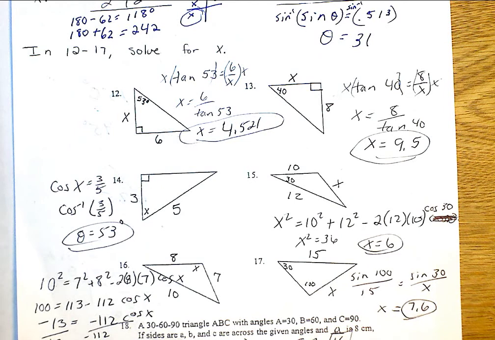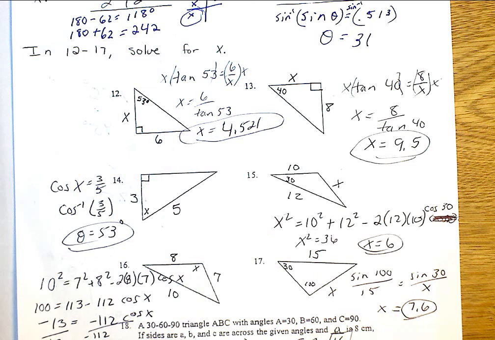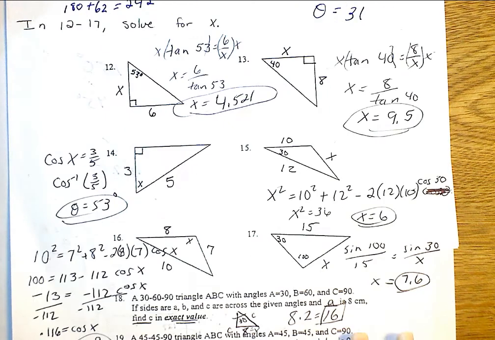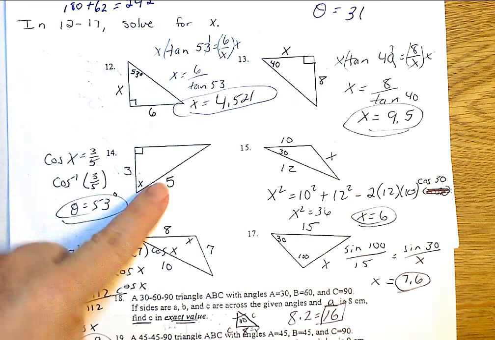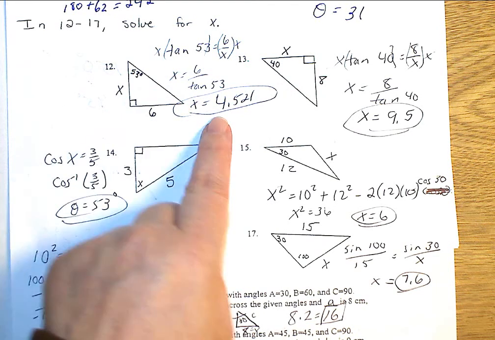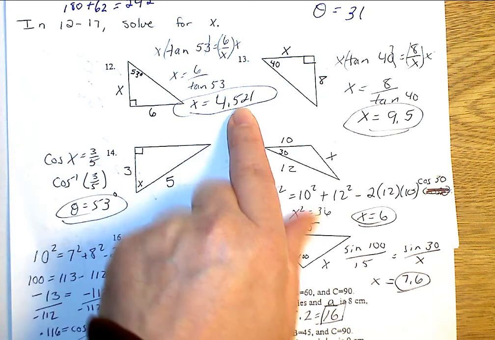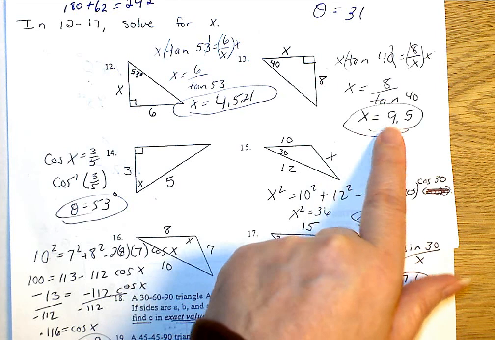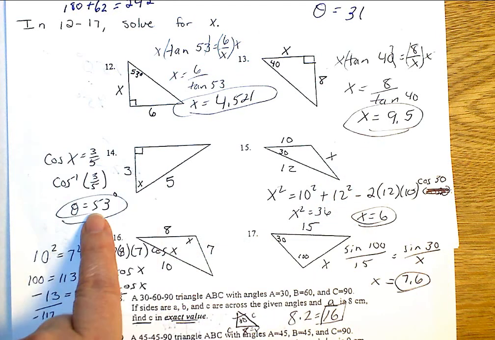Alright, when you have multiple triangles like 12 through 17, you kind of have to look at it and say, what am I given and what do I know? Well, since 12, 13, and 14 are right triangles, you know you have to use SOHCAHTOA. So 12 is 4.52, 13 is 9.5, 14 is my degree is 53 degrees.